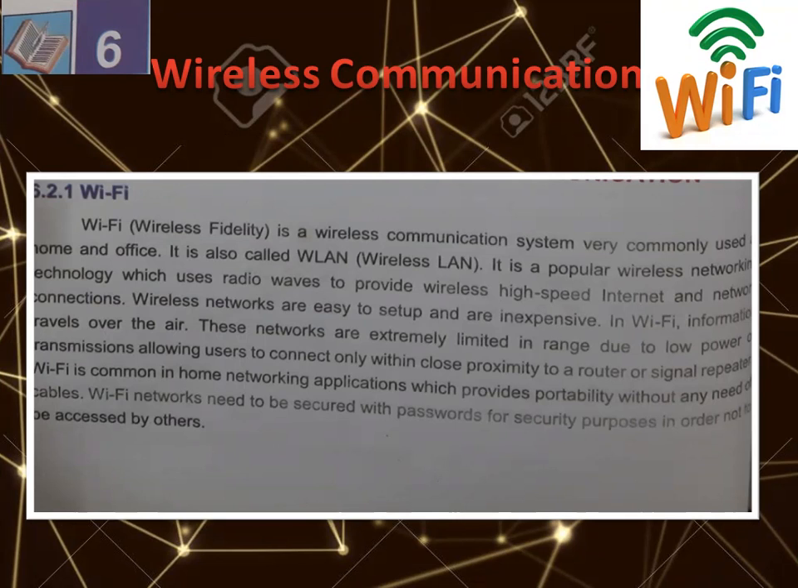Wireless networks are easy to set up and are inexpensive, and Wi-Fi information travels over the air. These networks are extremely limited in range due to low power of transmission, allowing users to connect only within close proximity to a router or signal repeater. Wi-Fi is common in home networking applications, which provides portability without any need of cables. Wi-Fi networks need to be secured with a password for security purposes in order not to be accessed by others.